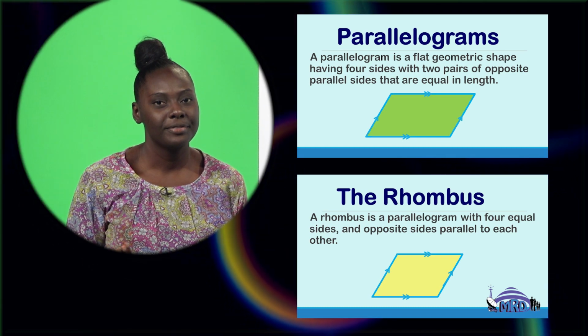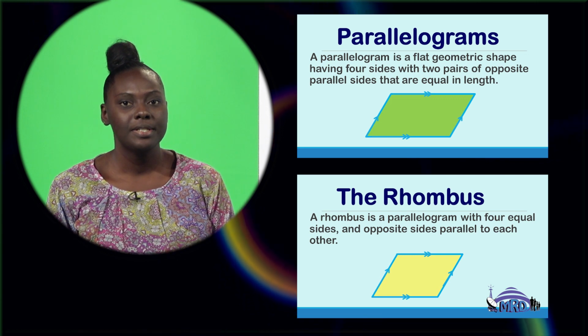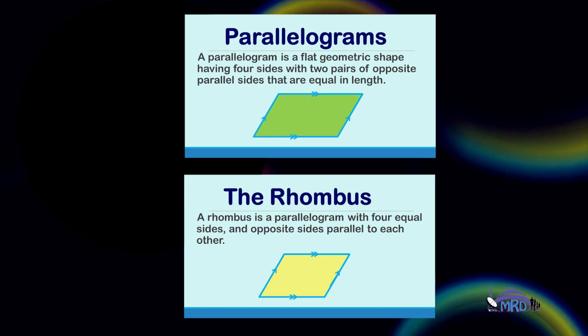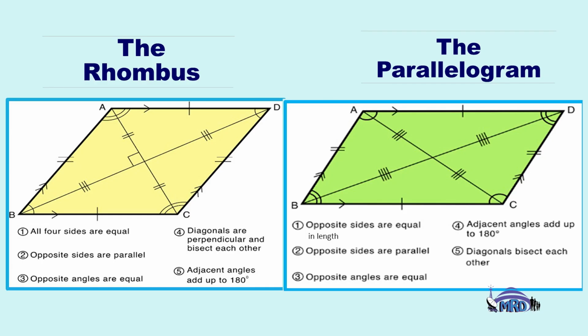But what makes them different? Let's take a look at the properties of the rhombus and the parallelogram. So there are many differences between the rhombus and the parallelogram. The first property we'll look at are the sides of the rhombus and the parallelogram.